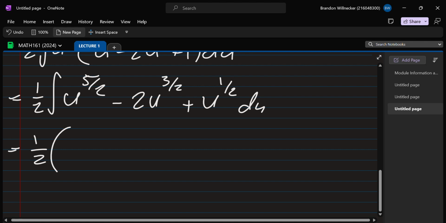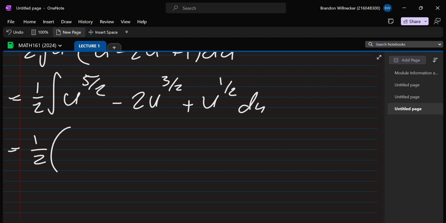So we have 1/2. u to the 5/2, we want to add 1 and then divide. Adding 1 is the same as adding 2/2, so the first one becomes u to the 7/2. Dividing by that, we get 2/7. Next, u to the 3/2. We want to add 1. That makes it 5/2. Dividing by that will be 2/5.